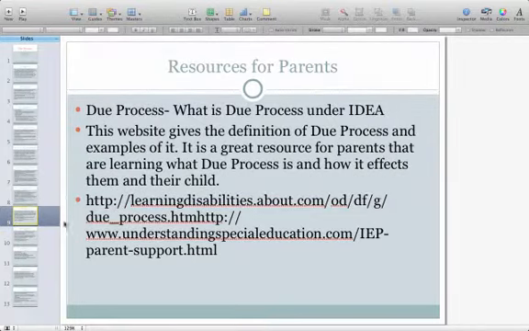And just to continue this, we have another website that's connected to due process and what due process is under the IDEA. This website gives the definition of due process and examples of it. It's a great resource for parents that are learning what due process is and how it affects them and their child.